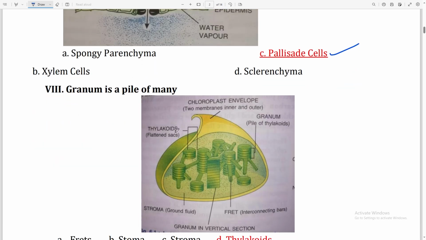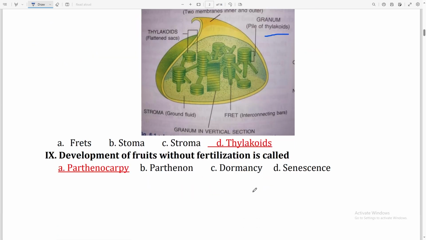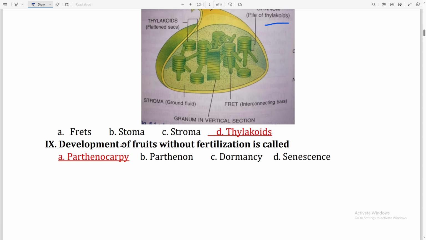Granum is a pile of many discs. This is the diagram of the granum, and it is made up of a pile of thylakoids. So out of the 4 options, fret, stroma, stoma, thylakoids, the answer will be thylakoids.